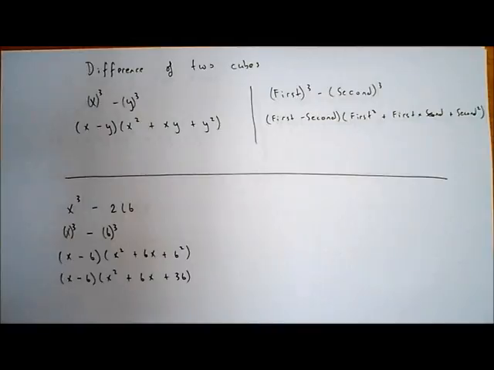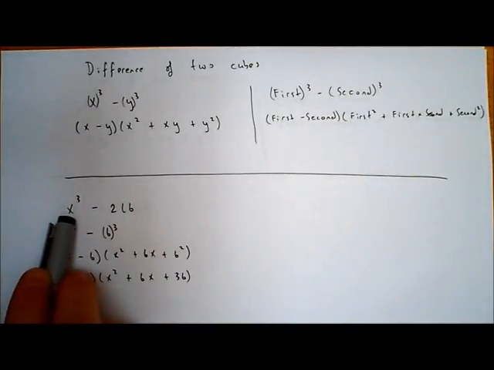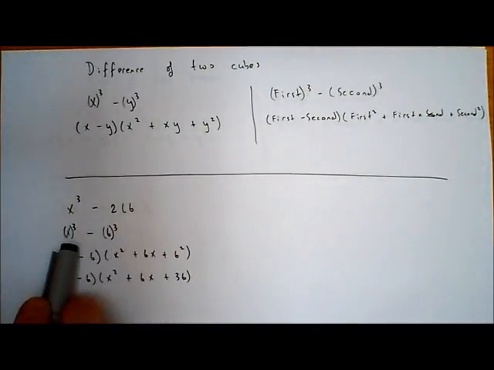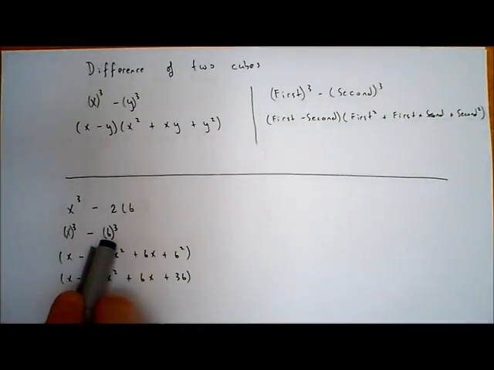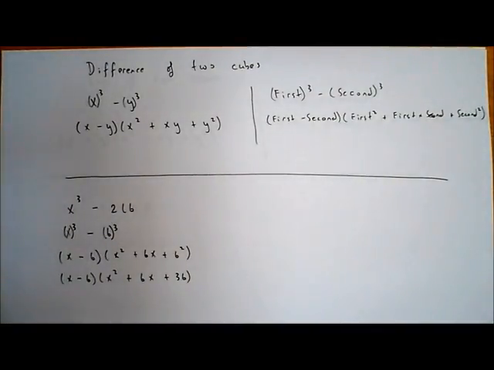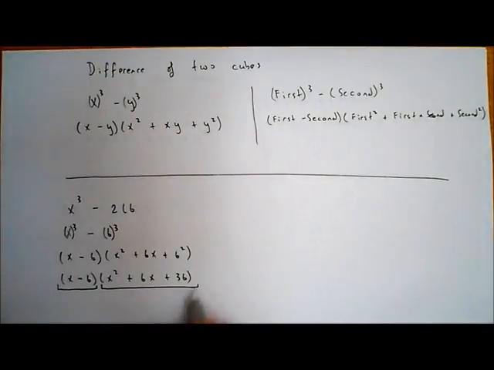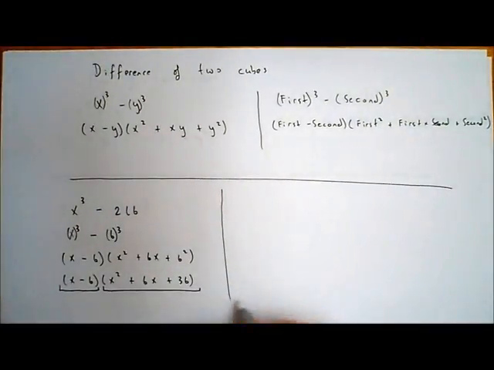So I've factorized. I've written this. We started off at x cubed minus 216, which is the same as x cubed minus 6 cubed. So we have the difference of two cubes, and I factorized it. I've written it as a product. This multiplied by this. Let's have a look at another one.